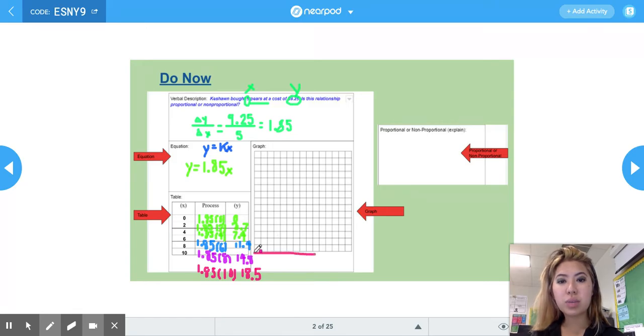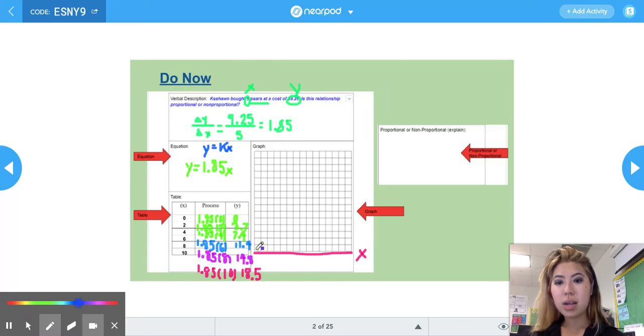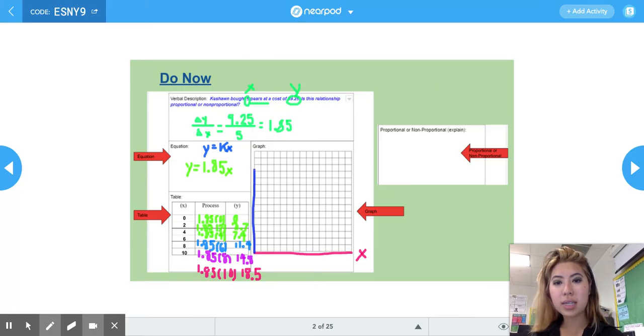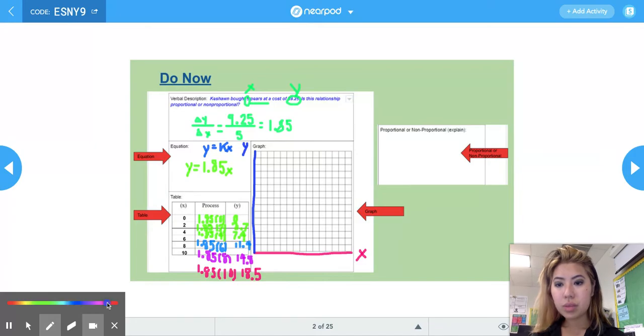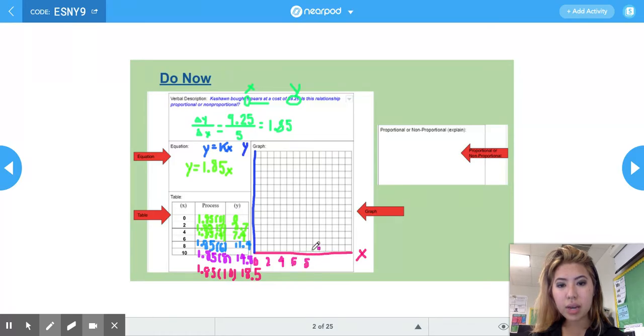And from here, I have to label our graph. I know that this is going to be our x-axis, and this right here is going to be our y-axis. Our range in x values is from 0 to 10. Since there are 15 spaces, I'm going to say that each box represents 1. So if this is 0, this is going to be 1, this is 2, 3, 4, 5, 6, 7, 8, 9, 10, 11, 12, and I'm going to stop right there.